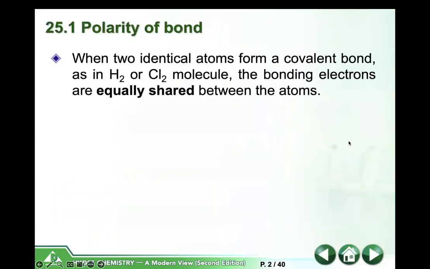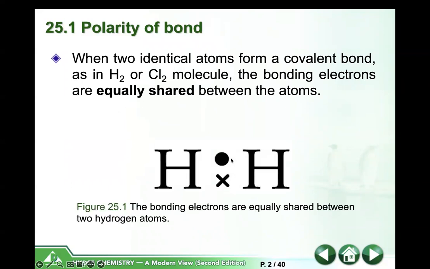For the polarity of bond, we think about when two identical atoms, for example, two hydrogen or two chlorine atoms, sticking together to become molecules, H2 molecule or Cl2 molecule. The bonding electrons are shared equally between the atoms. They are shared equally means they are placing in the middle for the shared electron.